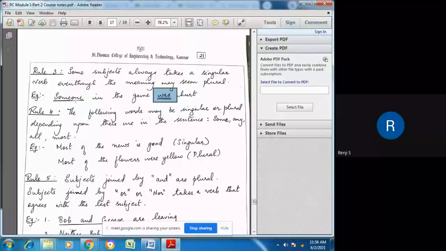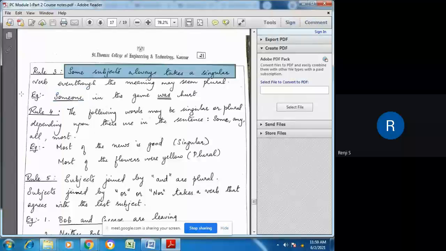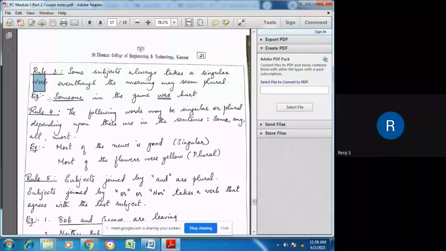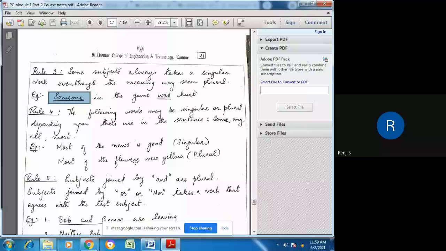And there are other words that take singular verb. I have given it at the end of the last rule. After the 10th rule, I have listed all those subjects that take singular verbs at the end. So the third rule says that some subjects always take singular verb, even though the meaning of someone means there are a lot of people among whom we are choosing someone. So the meaning seems to be plural, but it is taking a singular verb always. Someone is one word, everyone, etc. The words are listed at the end.